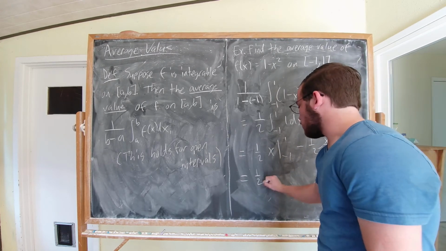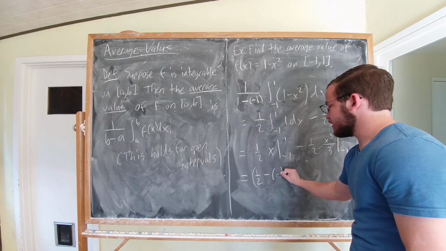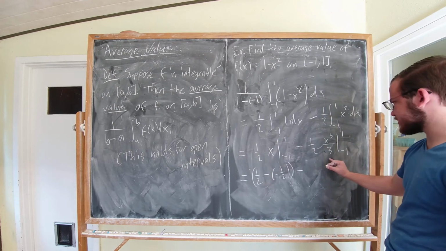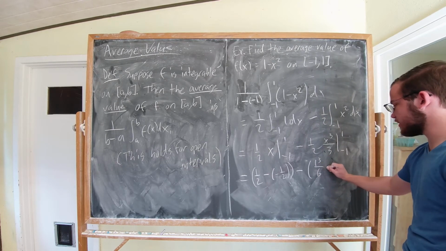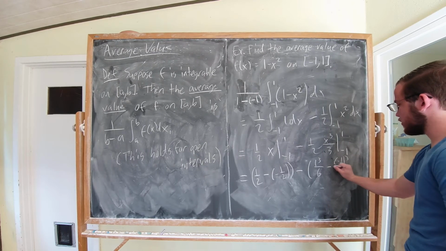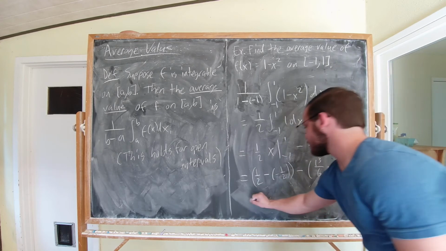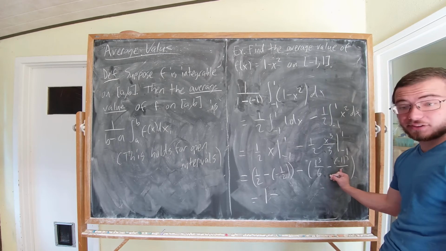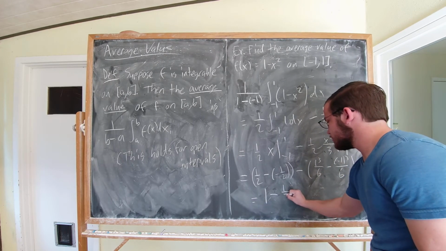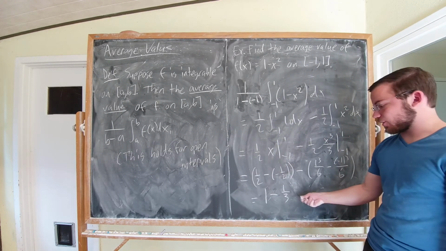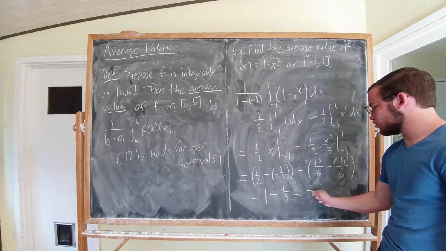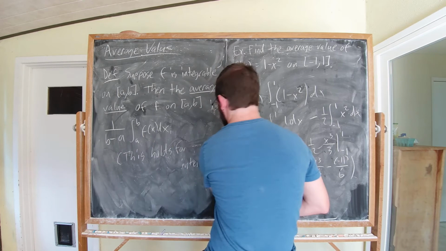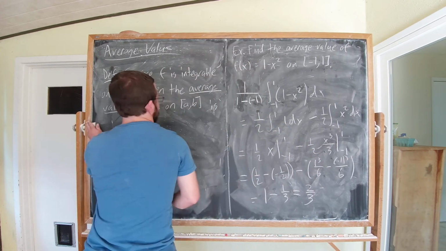So this is 1/2 minus -1/2, minus 1/2 times 1/3 is 1/6. So you're going to have 1 cubed over 6 minus -1 cubed over 6. That's 1. And then you'd have 1/6 plus 1/6, which is 1/3. So you'd have 1 minus 1/3, 2/3. So what's that saying? In terms of picture.